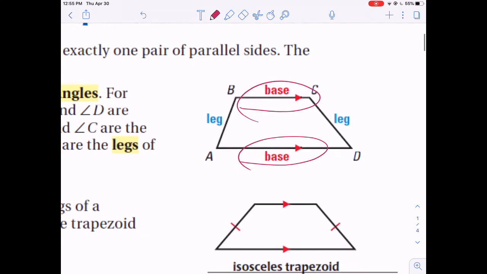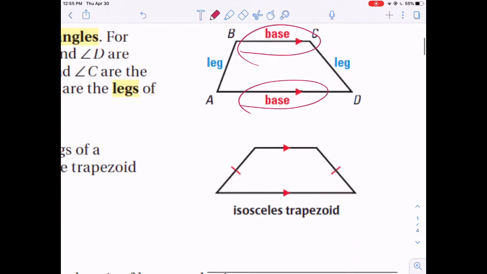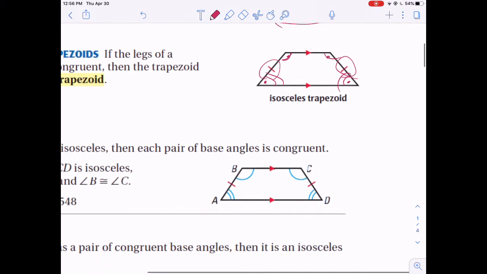An isosceles trapezoid, hopefully that word sounds familiar, is where the two legs are equal. See the hash marks there? Again, it's a quadrilateral, so you know that all the interior angles are going to add to 360. In an isosceles trapezoid like this, this angle and this angle will be equal, and this angle and this angle will be equal as well. We'll get to that in a minute. In fact, there it is.